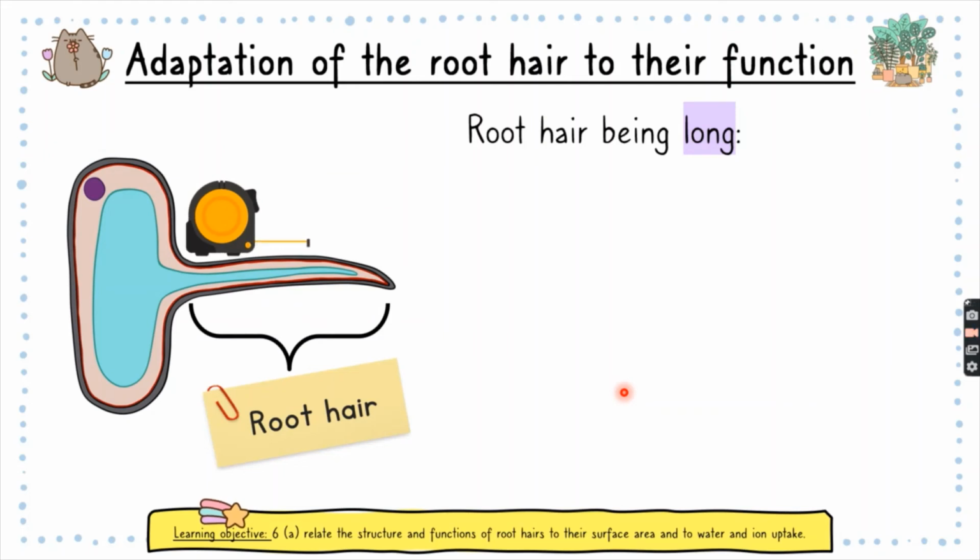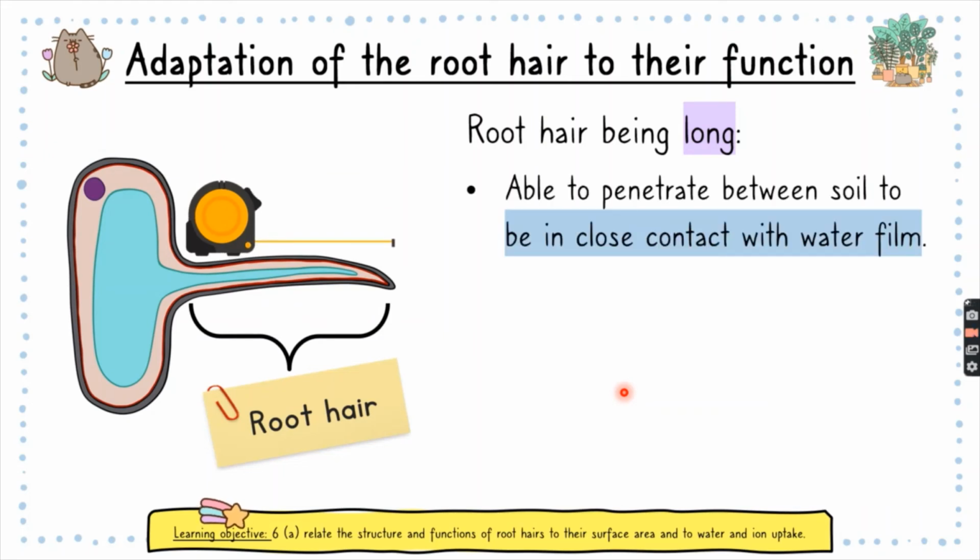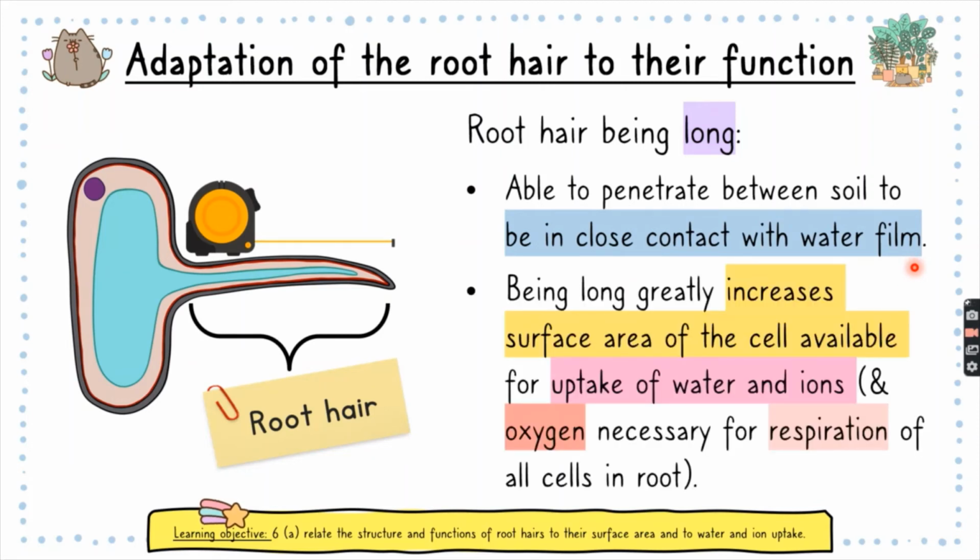Firstly, it is long. And why is it special? Why does it need to be long? It's so that it can be able to penetrate between the soil to be in close contact with the water film. Secondly, being long also greatly increases surface area of the cell available for uptake of water and ions and oxygen that is necessary for respiration of all the cells in the root.